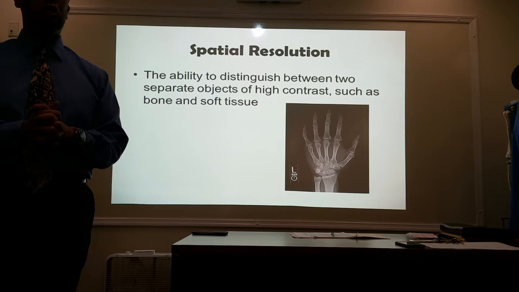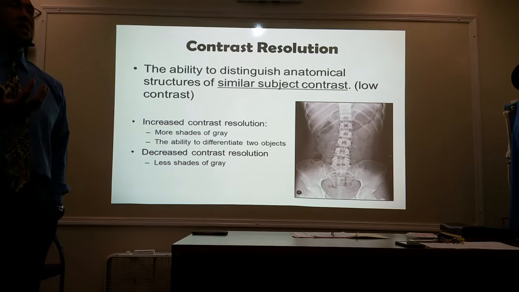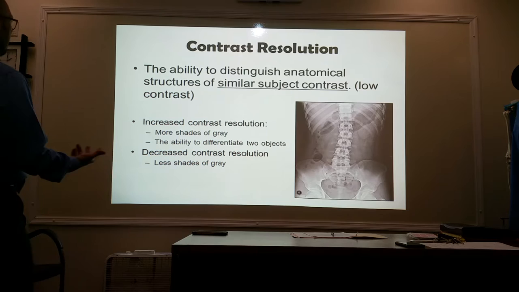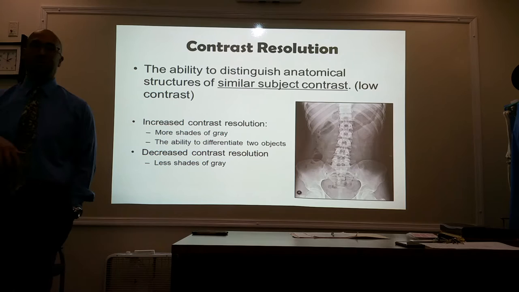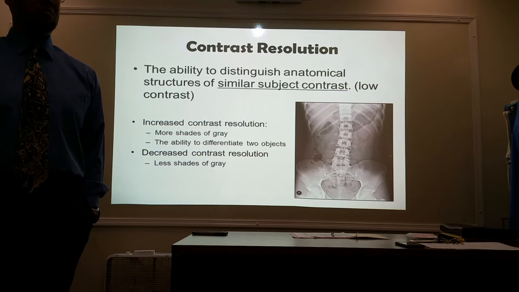The next one here, well, if these are two different objects, then the next one is delineating structures that are very similar. This is your contrast resolution. The ability to distinguish anatomical structures that are very similar. Kidneys, stomach, small bowel, spleen, liver, gallbladder, aorta, vena cava, muscle, ligaments.